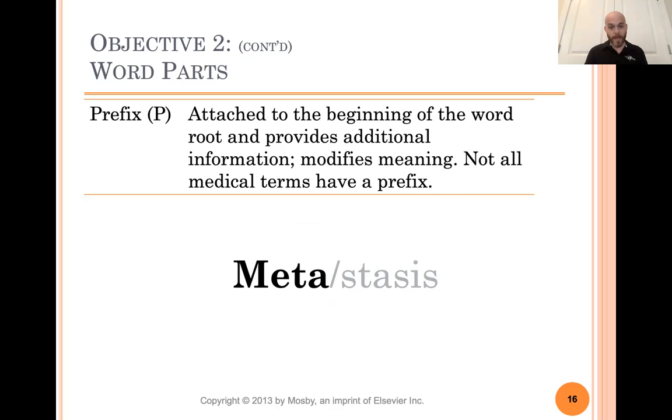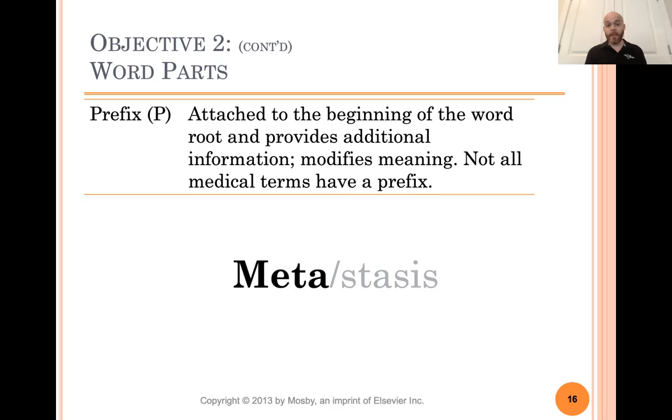Meta means spread. Stasis means actual; think of the state of something, or if something is in balance or in flux, that would be the state or the stasis of something. So meta means spread. So if we say metastasis, that means spreading of something into the balance of the body. In our language, we use metastasis in reference to cancer.